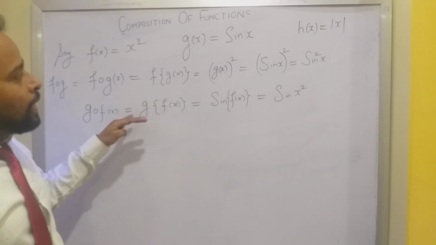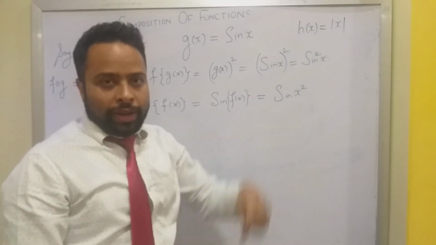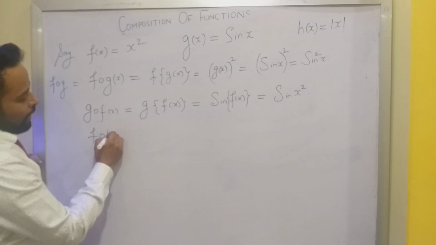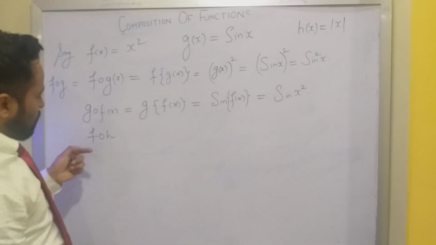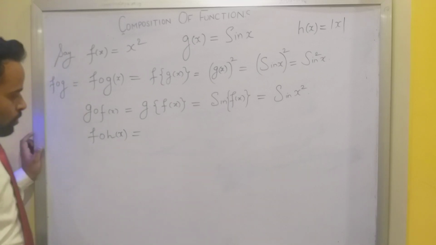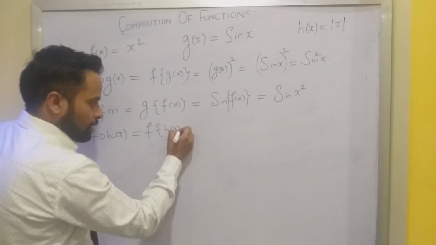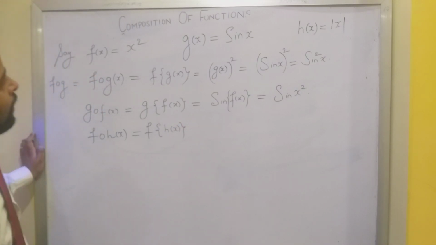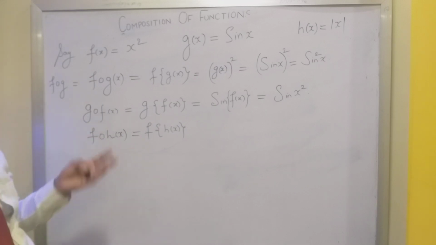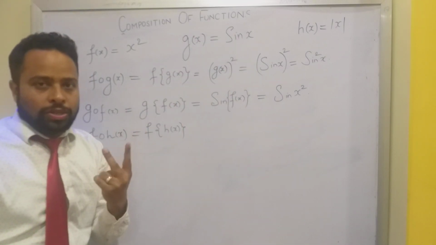Now there lie other functions also, like I can use h of x also. Say FOH of x we are finding, okay? So it is f of h of x. In this way there are 3, and taking 2 at a time, 6 different functions we can find using the composition of 2 functions.